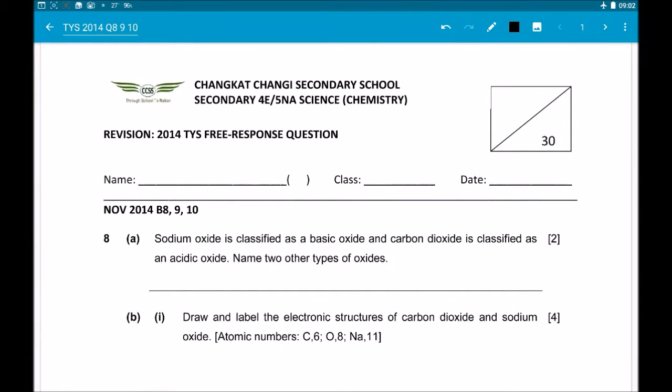Sodium oxide is classified as a basic oxide and carbon dioxide is classified as an acidic oxide. Name two other types of oxides. In the chapter Acids and Bases, we have learned that there are four different types of oxides, namely basic oxide, acidic oxide, amphoteric oxide, which reacts with both acids and bases, as well as neutral oxide, which does not react with either acid or base.